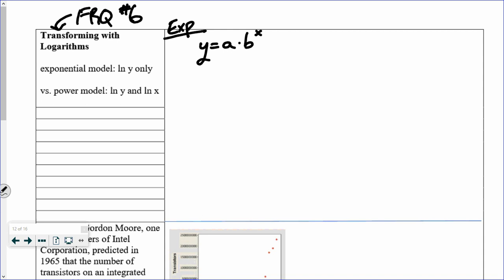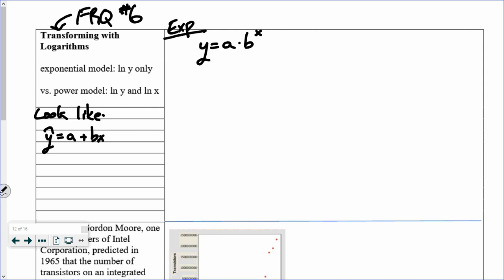Well, that doesn't look linear. We can't make that look linear without doing something to it. So we need to transform this equation into something that looks linear. Remember, our target is to get this to look vaguely like y hat equals a plus bx.